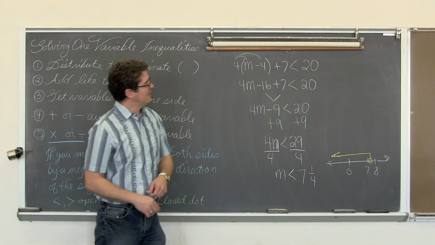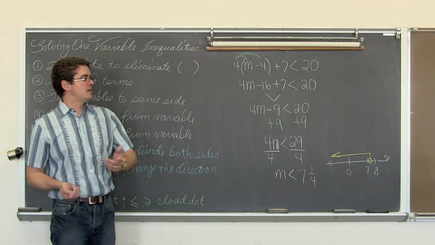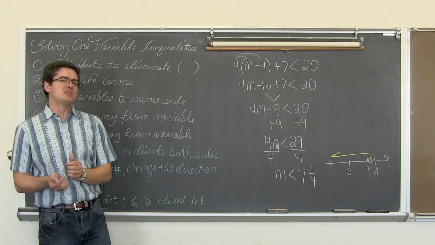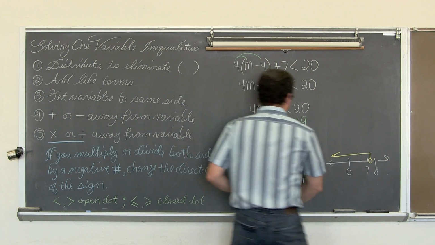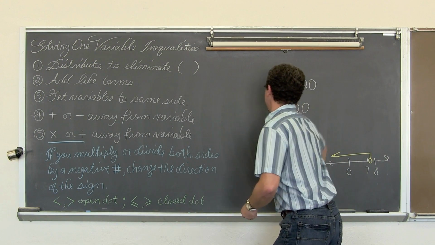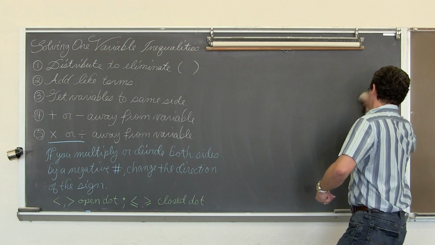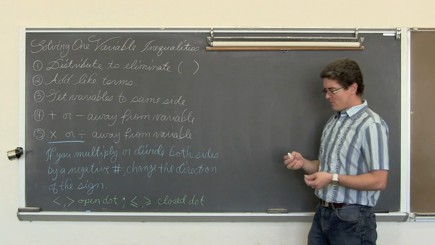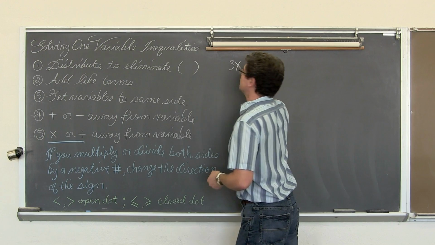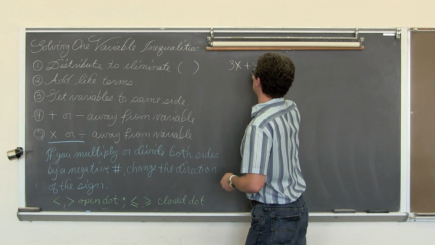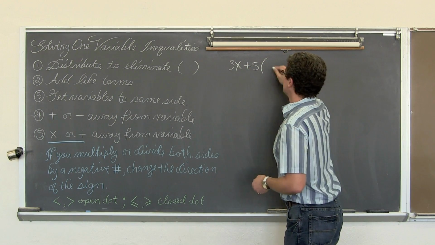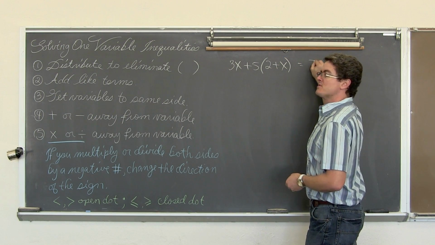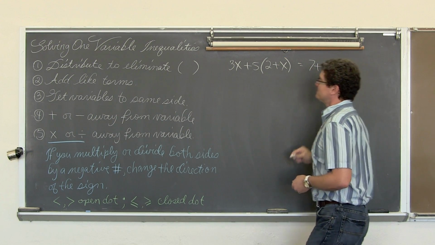So there you go. An inequality where you have a set of parentheses to get rid of, using the distributive property. Alrighty, let's take a look at what we have next. Each time I do an example, I'm going to get just slightly more difficult. So we have 3x. I'm doing a lot of examples, that's why this video is so long, by the way. Plus 5 times 2 plus x equals 7 plus 4x.